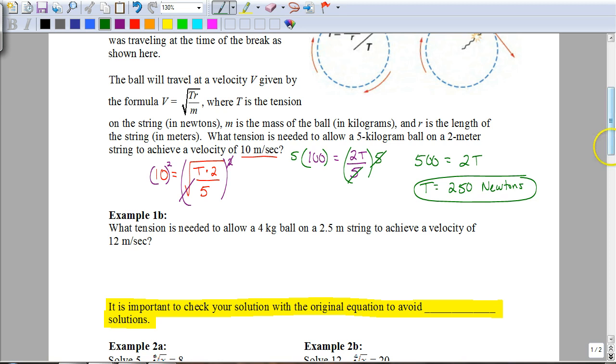So why don't you guys try the same problem now, or try doing the same thing now for example 1b. Try it on your own, so pause the video and hit play when you're ready to check your answer.